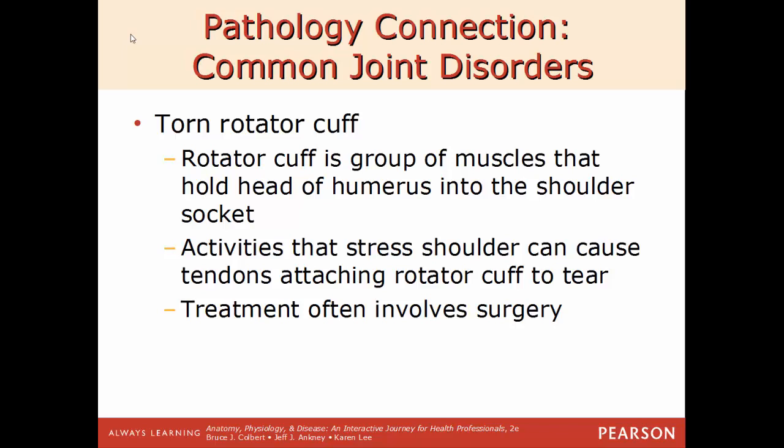So activities that stress this shoulder can cause the tendons that attach the rotator cuff to tear, such as throwing a baseball, throwing a football. These constant repetitive motions eventually tear down these tendons. And treatment for this type of condition often involves surgery.